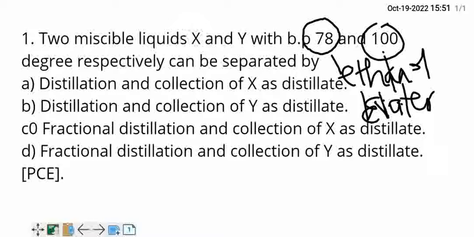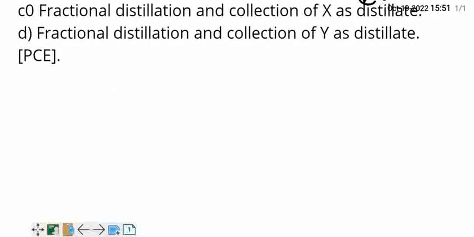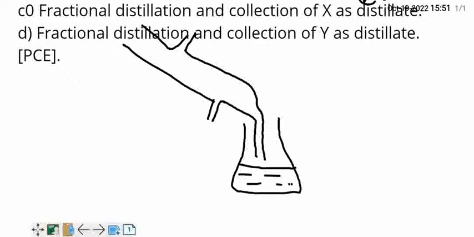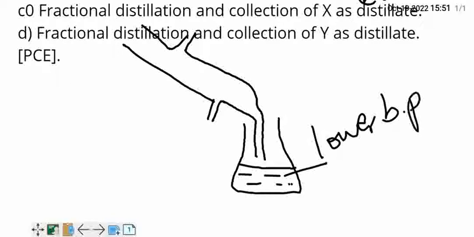Let's look at the experimental setup of fractional distillation. Somewhere here, you have the receiving flask. Connected to the receiving flask is the condenser. What we will usually have here as a distillate is the one with the lower boiling point, which is going to be ethanol. If you separate ethanol and water, ethanol will be the distillate.